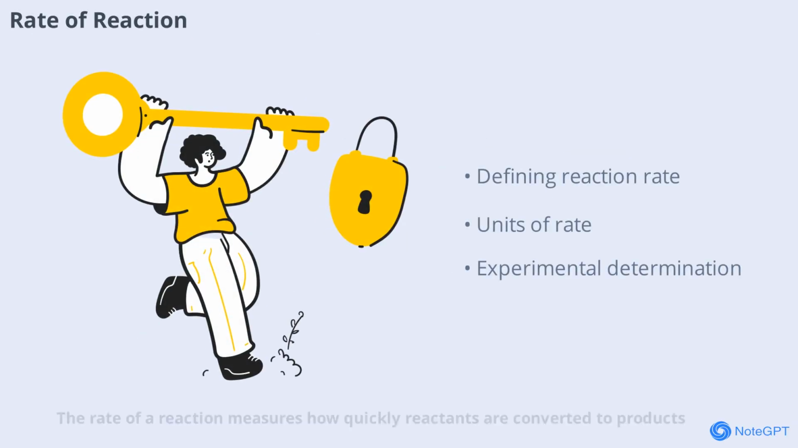The rate of a reaction measures how quickly reactants are converted to products. We'll discuss how to express reaction rate, the units involved, and how to determine the rate from experimental data. Understanding the rate is crucial for optimizing chemical processes and ensuring safety in industrial applications.